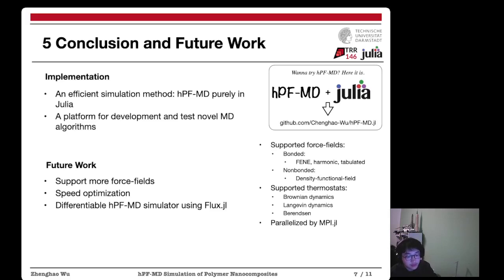In the following work, we will support more force fields and try to optimize the code according to the performance tips. We also want to make our code differentiable using Flux.jl to integrate the power of machine learning techniques into the framework of hPF-MD simulations.